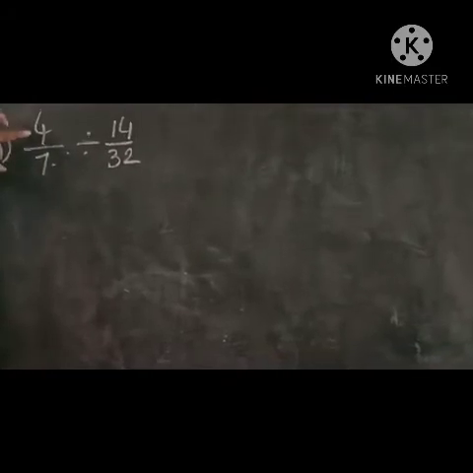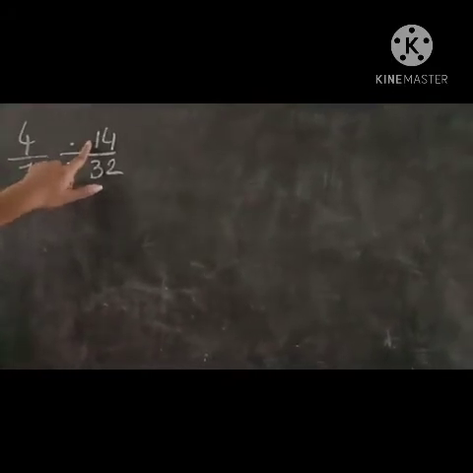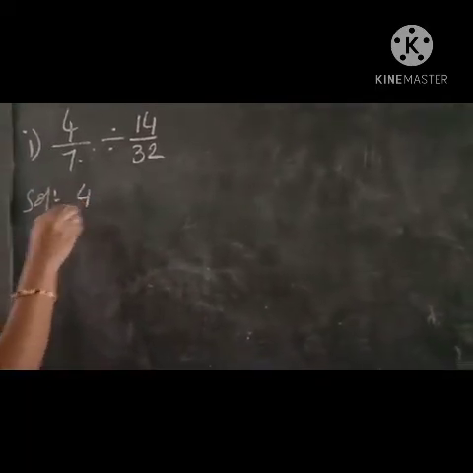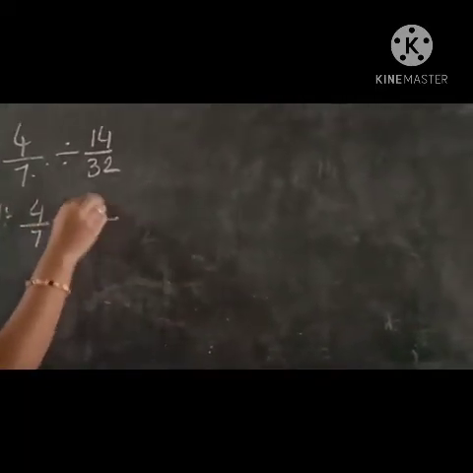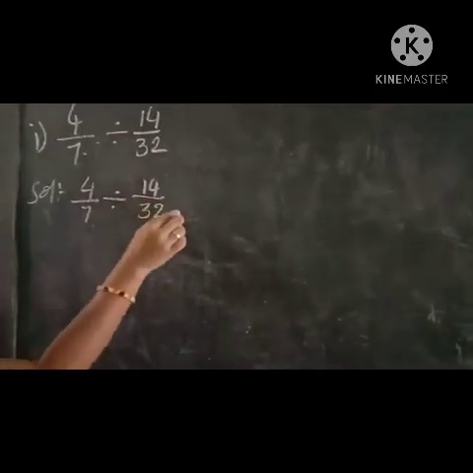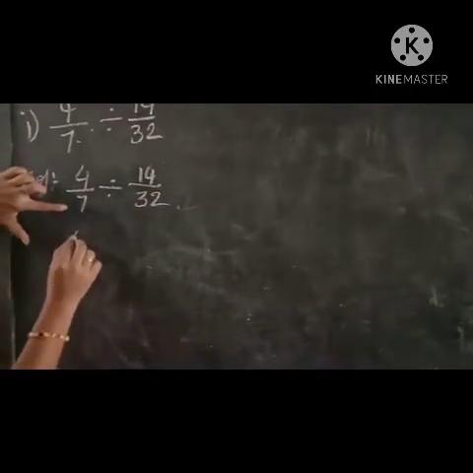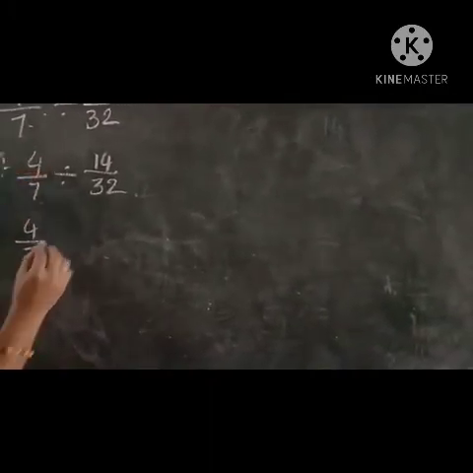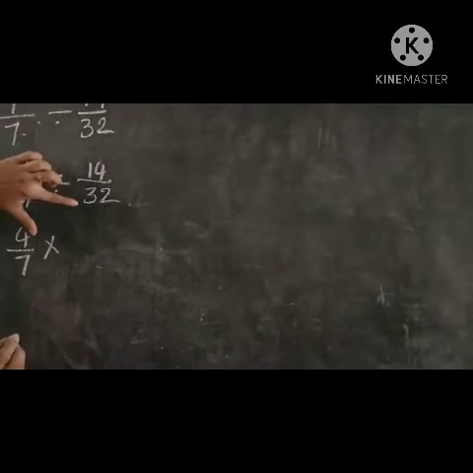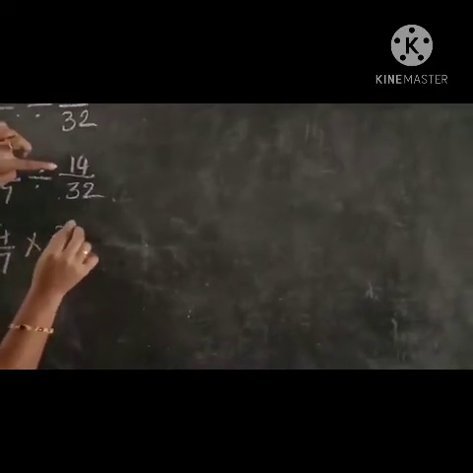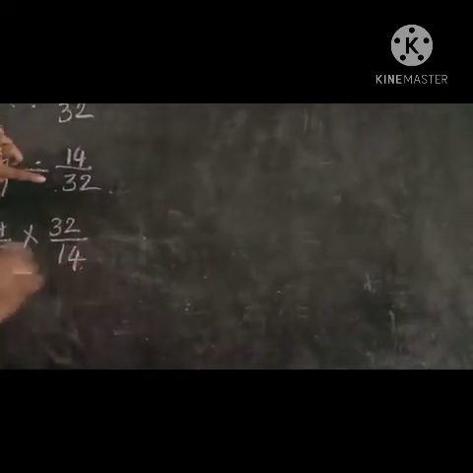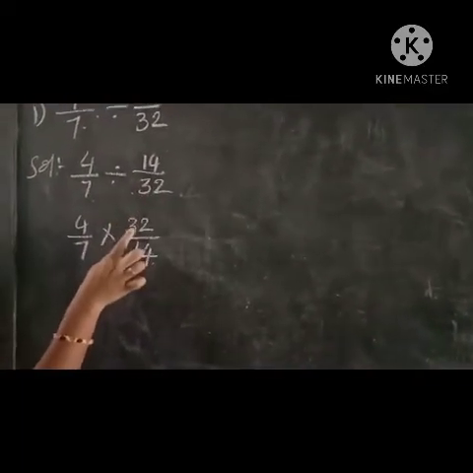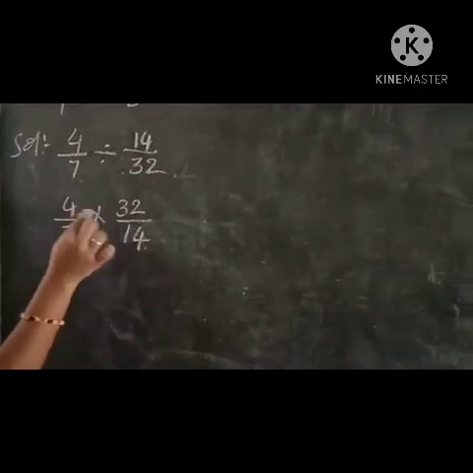What is the number here? 4 by 7 divided by 14 by 32. See the solution. 4 by 7 divided by 14 by 32. Just write the 4 by 7 as usual. We have to change this now. Change this symbol to multiplication. Here we do the reciprocal now: 32 by 14. Numerator as denominator and denominator as numerator. See here. Next we just multiply these two numbers.